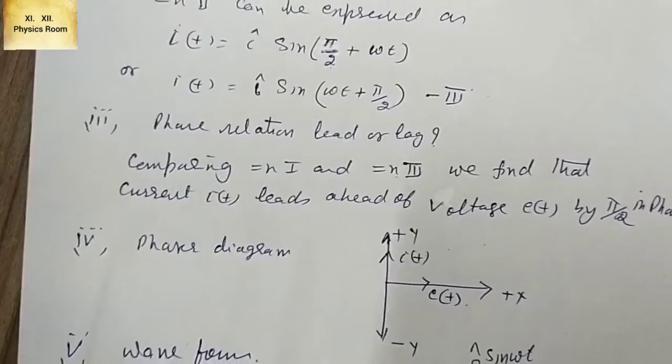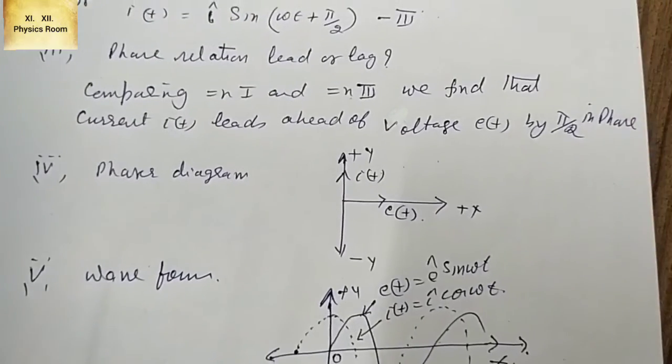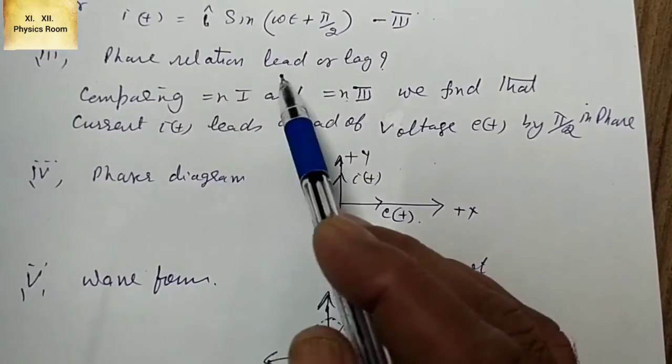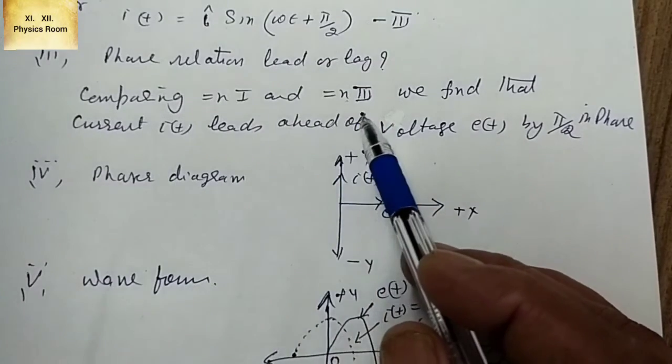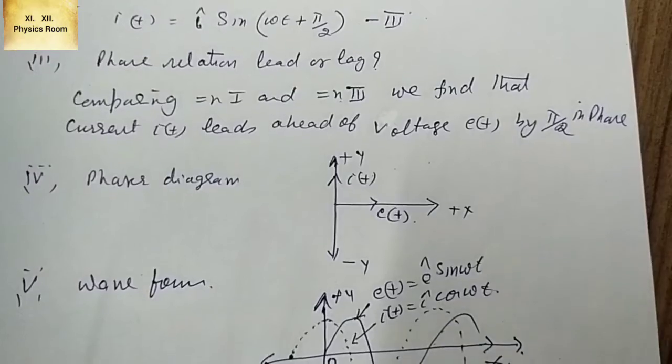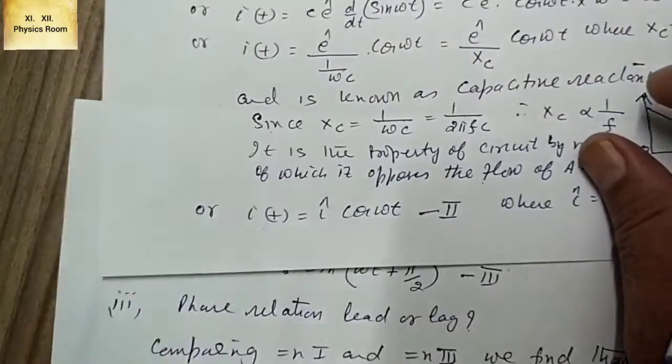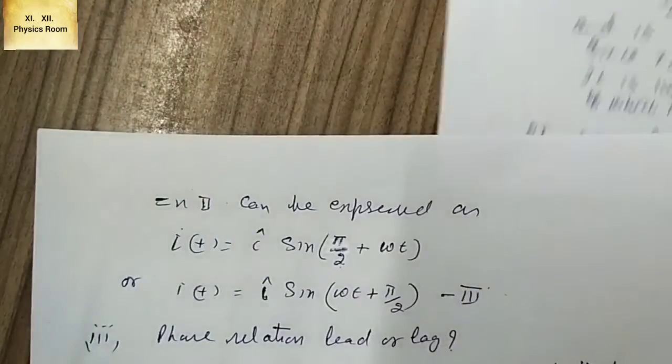Phase relation, third point: lead or lag. We have to determine lead or lag. Now comparing equation 1 and equation 3, we have to compare equation 1 and equation 3. Now equation 1 is here.